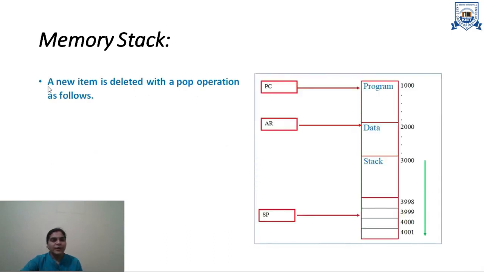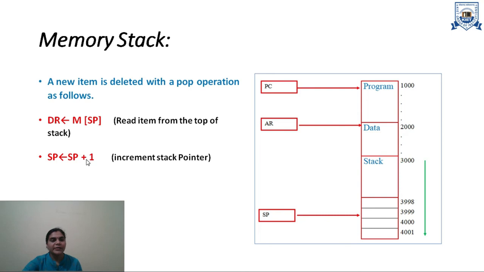Now for deletion, an item is deleted with the pop operation as follows. First, the data will be read from the stack, then the stack pointer will be incremented, because in deletion, the stack pointer moves from lower address to higher address.